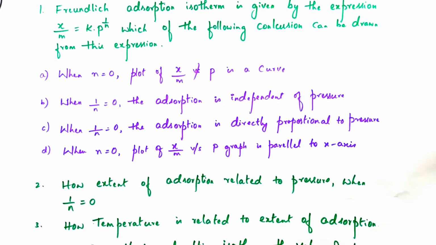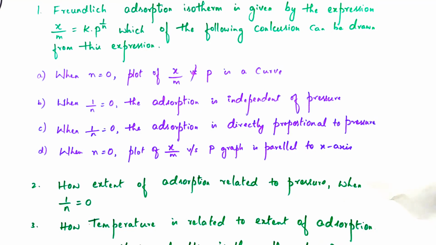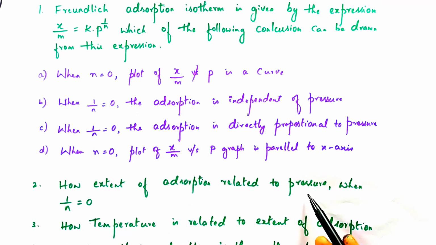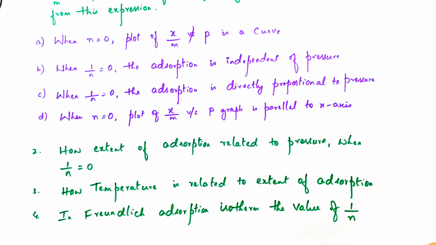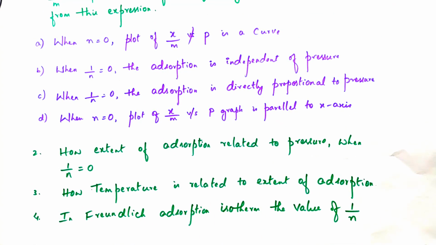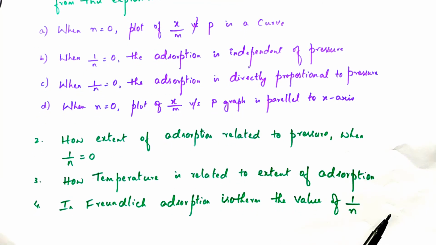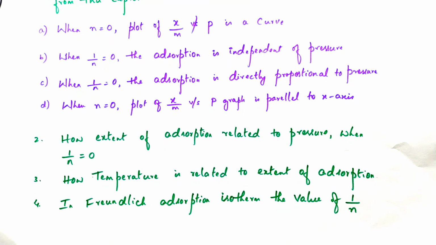The second question: how is the extent of adsorption related to pressure when 1 by n is equal to 0? The third one: how is temperature related to the extent of adsorption? And the fourth question: in the Freundlich adsorption isotherm, the value of 1 by n is?